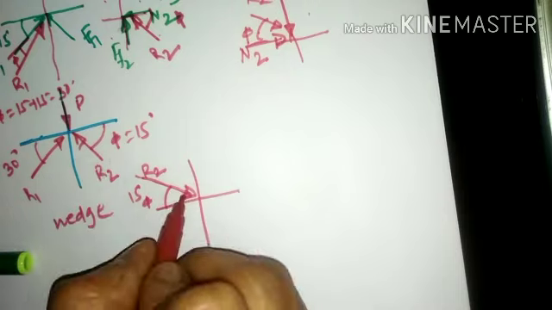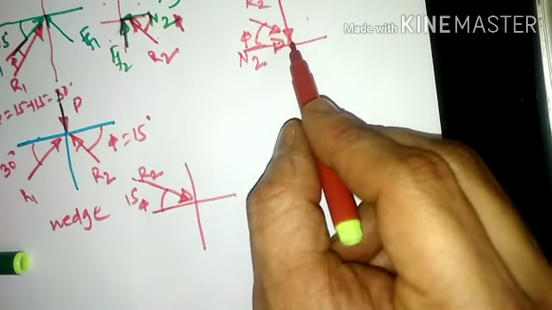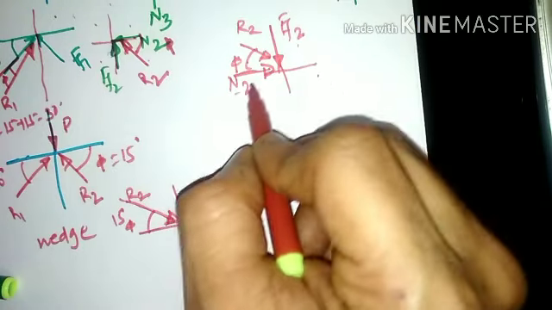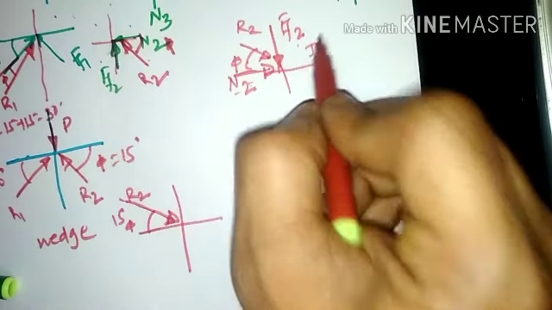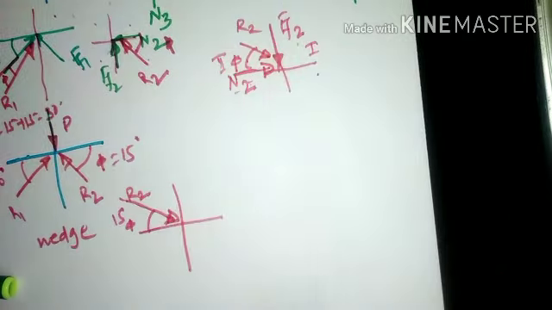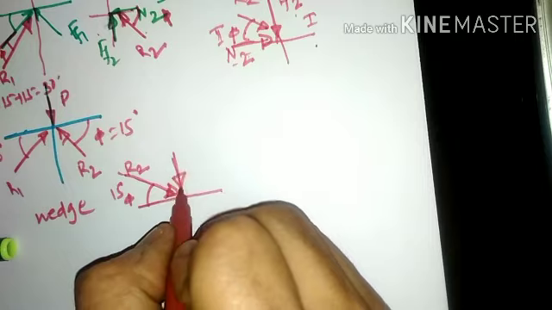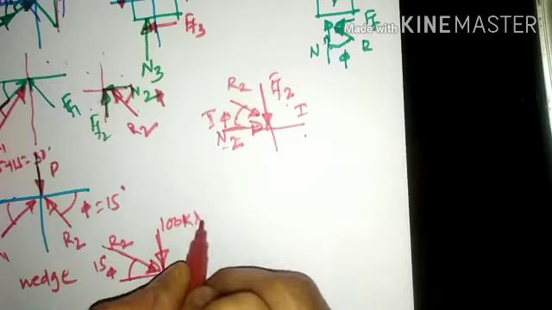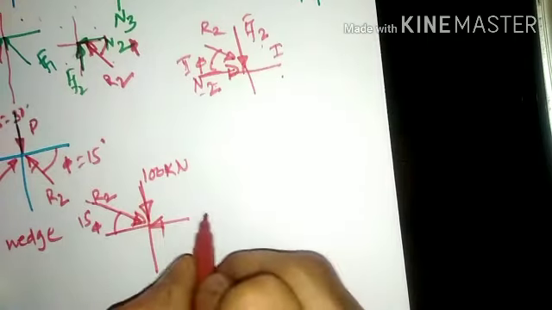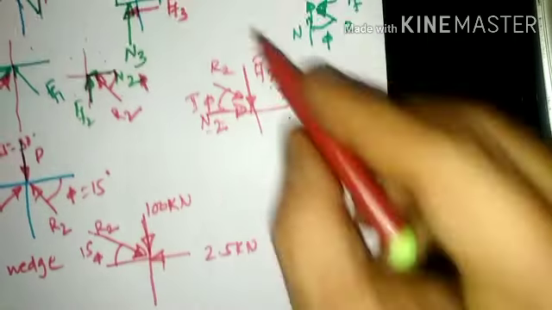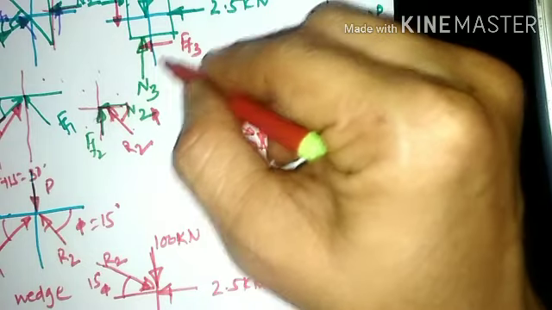If you are able to represent it directly, it is well and good, or else you can adopt the concept that F2 is downward and the normal reaction is towards the right hand side. The combination of these two will be the resultant reaction, which will make an inclination of phi. Checking, this will be the first quadrant and this the second quadrant force. Then you have the 100 kilonewton force acting in the downward direction, so show that force. Then you also have the 2.5 kilonewton force towards the left hand side. Then you have a frictional force and the normal reaction at this face now.